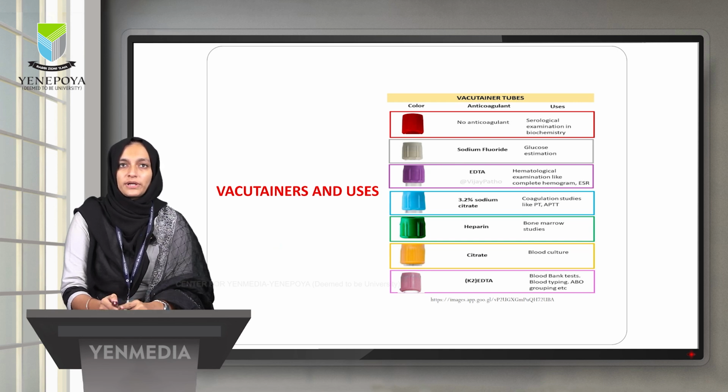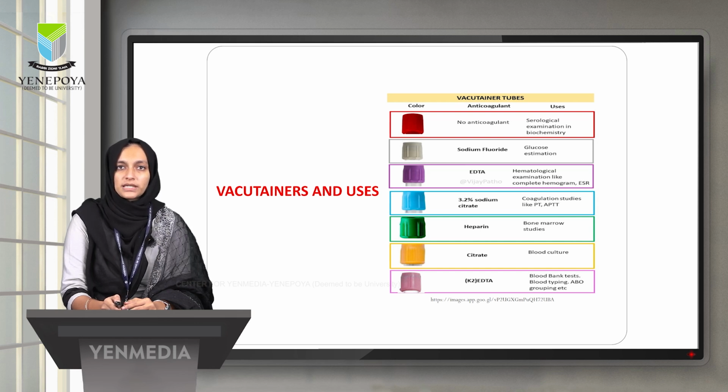So the red color vacutainer, that is the plain one, has no anticoagulant in it. It's usually used for serological examination in biochemistry. Then sodium fluoride is used for glucose estimation, that is fasting blood sugar and postprandial blood sugar. Then the next one, the EDTA tube, that is lavender or purple color, is used for hematological examination like complete hemogram and ESR.